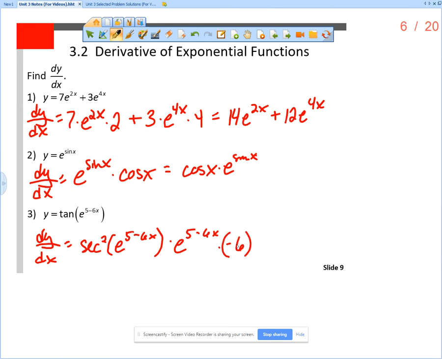And remember, that is being multiplied by this stuff, not subtracted. So maybe you would rewrite it as negative 6 e to the 5 minus 6x, and then times the secant squared of e to the 5 minus 6x. So that is slide number 9.